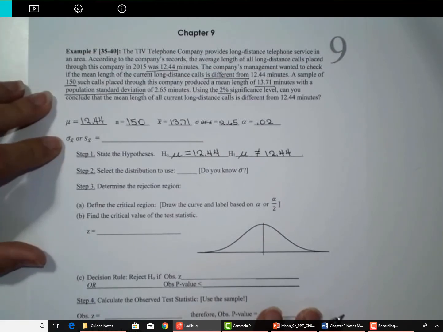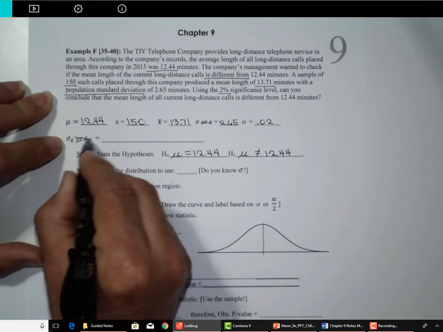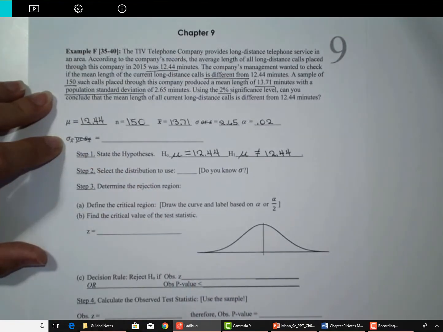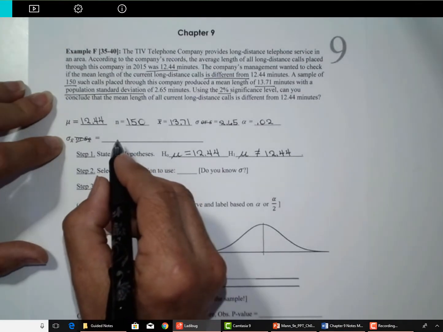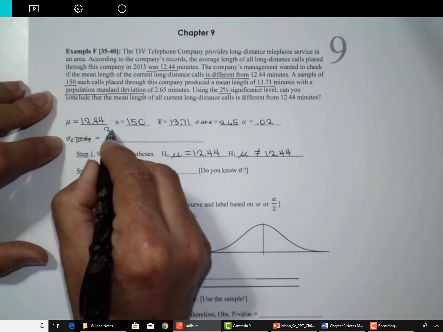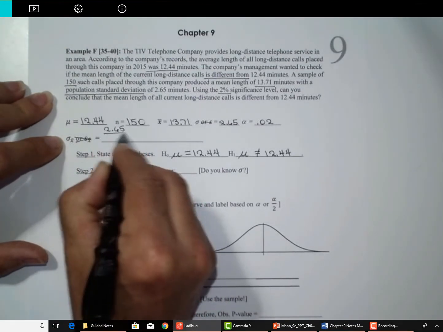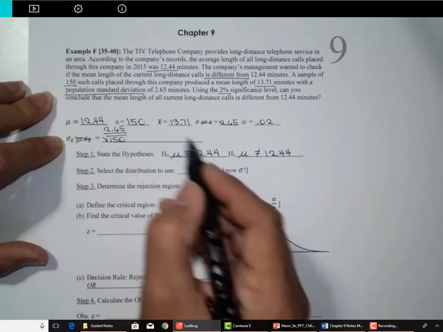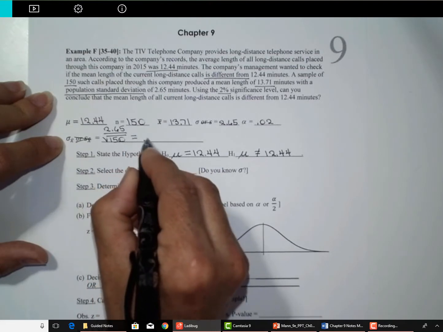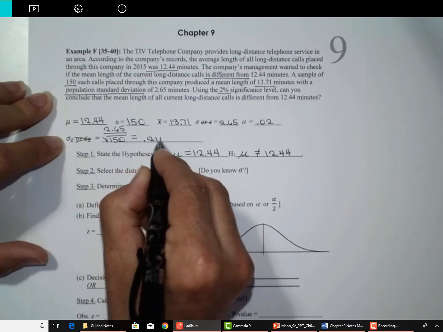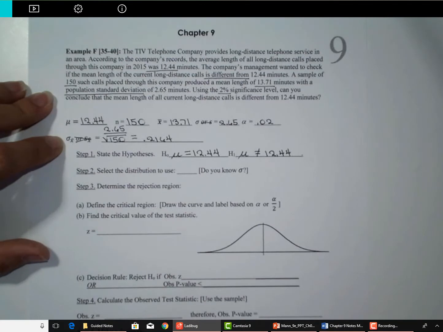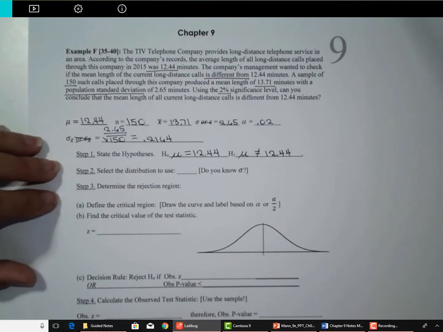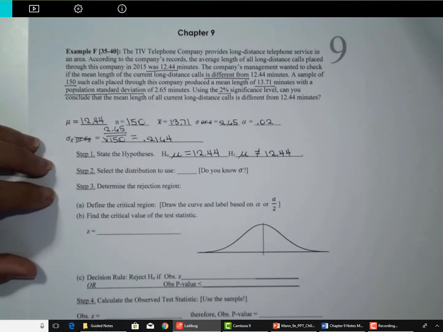Now, we have to do a calculation because we know we're going to be calculating z. Let's go ahead and get it out of the way. We have to calculate the standard deviation of X-bar. So we're going to take the standard deviation of the population and divide it by the square root of the sample size. When we do this, we come up with a decimal, and 4 decimal places should be good enough for us, so we'll go to 0.2164. That's the standard deviation we're going to deal with when we calculate z, the test statistic.